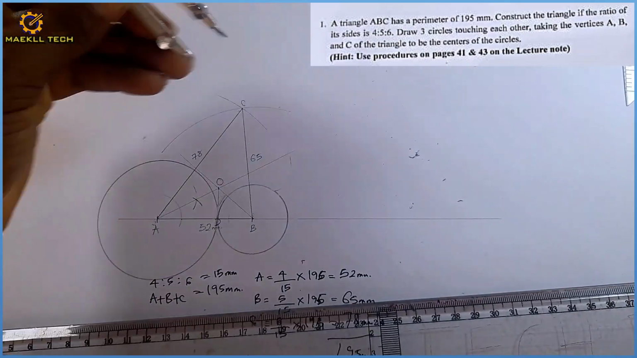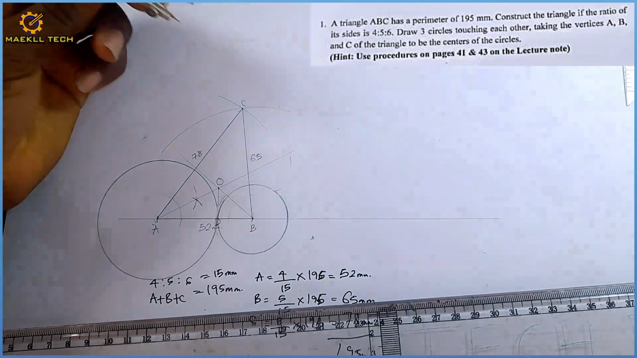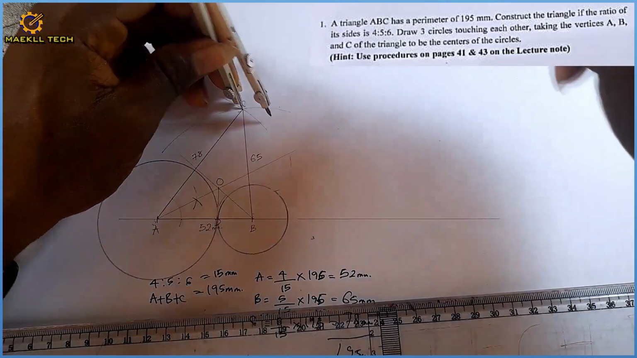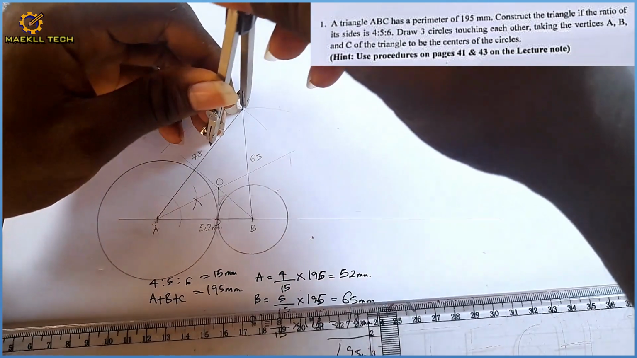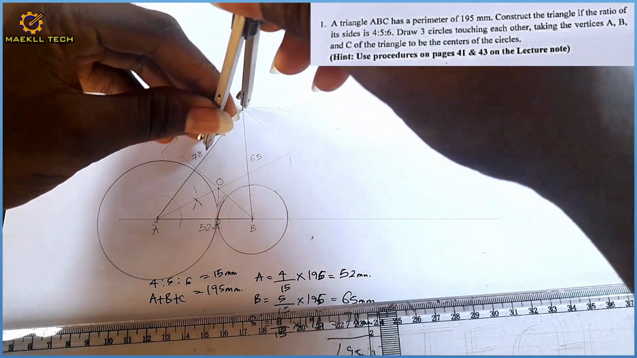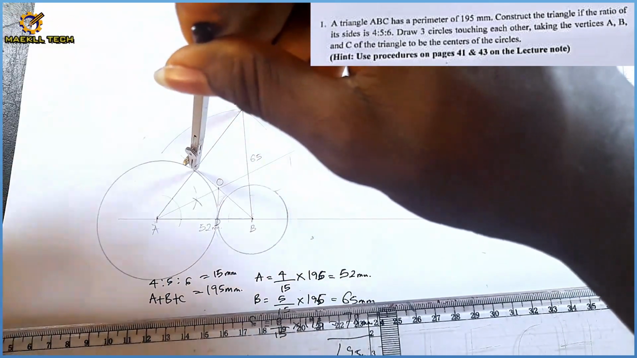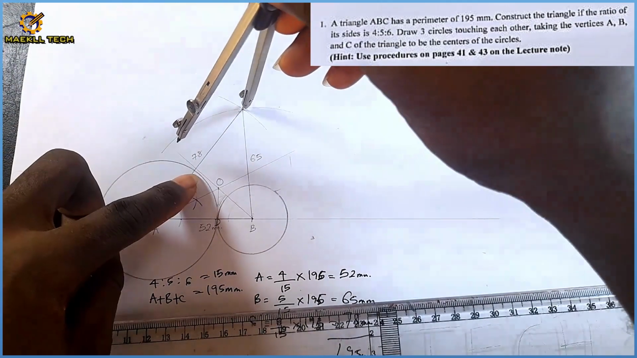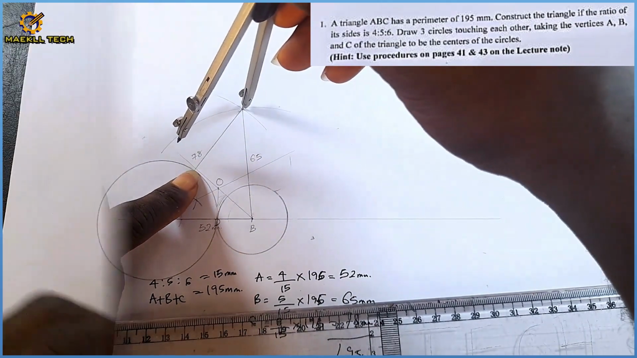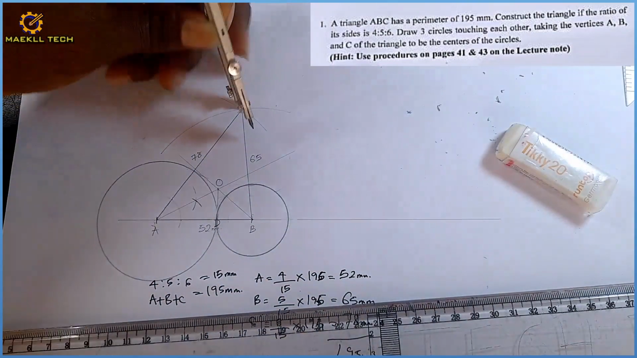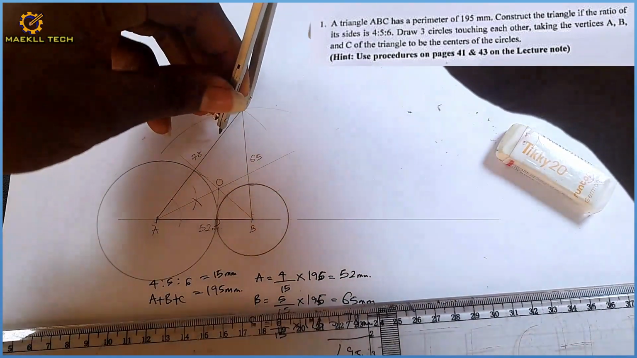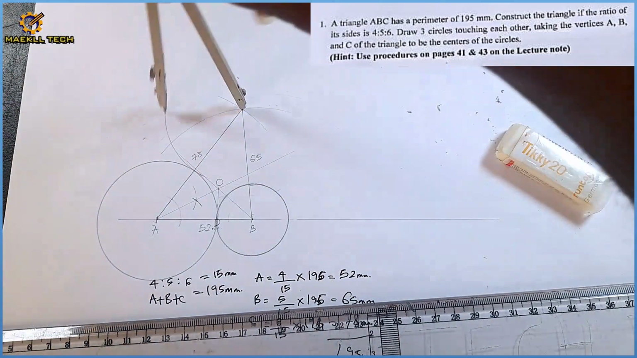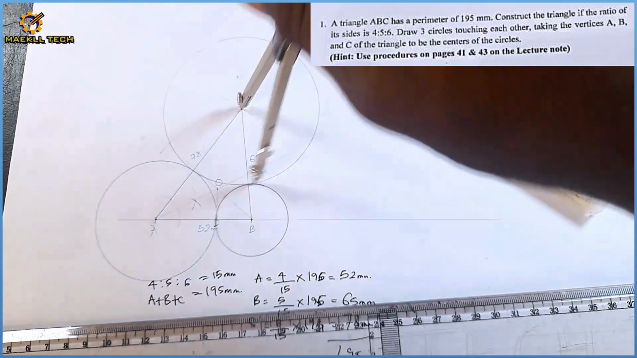And I will come to mark C. You can see that circle A and circle B are touching each other right there. So I come to mark C. From C to where circle A or B touches the triangle, either of the two. So I'm going to pick C to where this circle touches line AC. That is it right there. Then I produce my third circle right there.